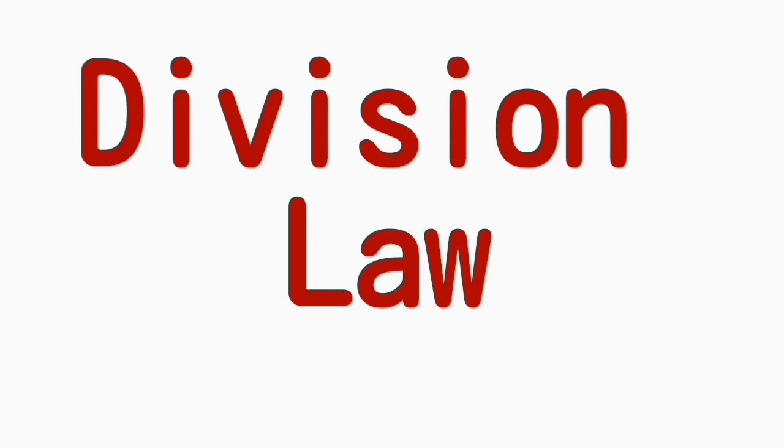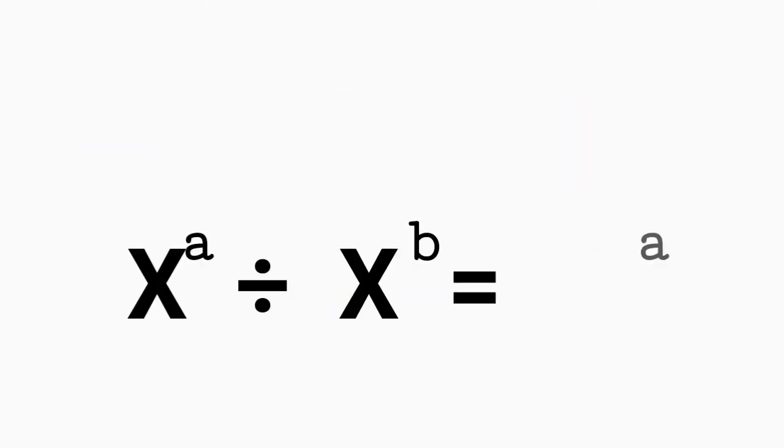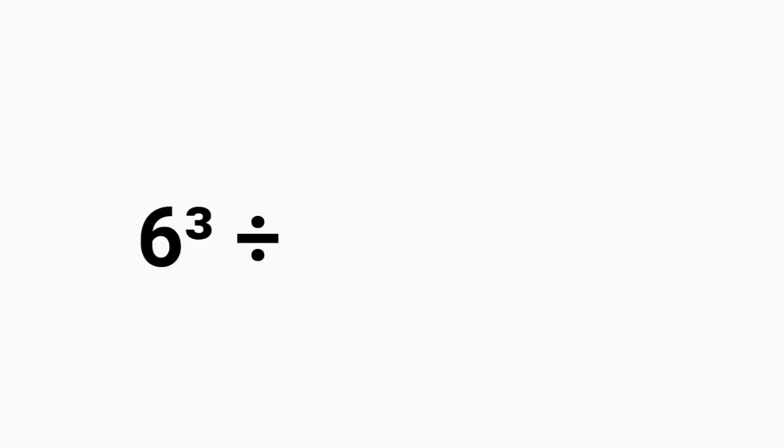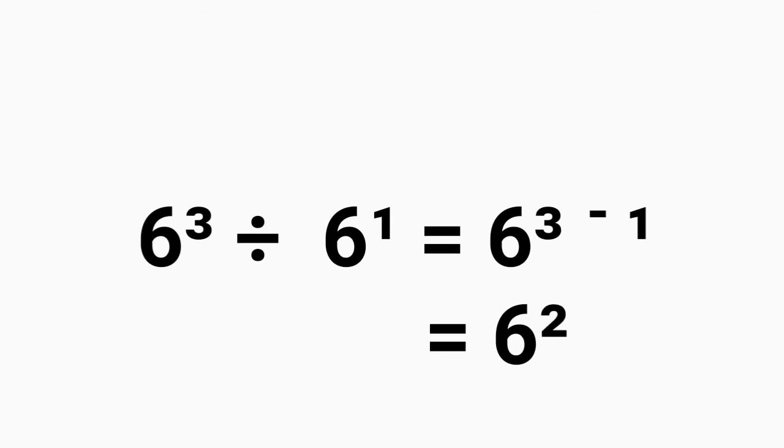Now, division law. The division law states that x raised to power a divided by x raised to power b is equal to x raised to power a minus b. Example, 10 raised to power 4 divided by 10 raised to power 3 is equal to 10 raised to power 4 minus 3, which is equal to 10 raised to power 1. Also, 6 raised to power 3 divided by 6 raised to power 1 is equal to 6 raised to power 3 minus 1, which is equal to 6 raised to power 2.